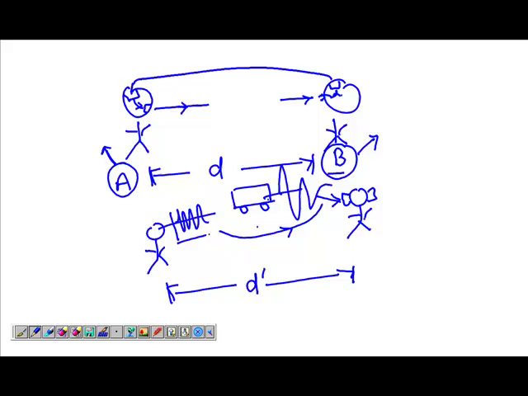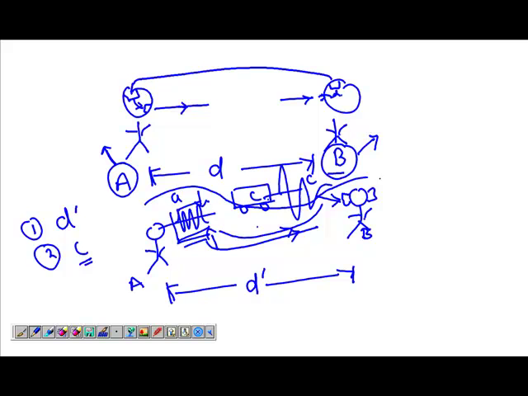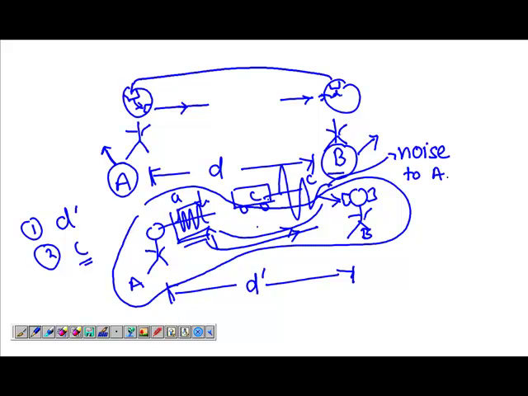Now, as this signal travels from A to B, there are two things. One, the distance has increased, so definitely the amplitude of the signal decreases, right? And another thing is that there's another signal. Let's call this A, and let's call this the car signal C, right? So there's another signal that acts as a noise to this particular communication system, right? So this signal is like noise to the system A and B.